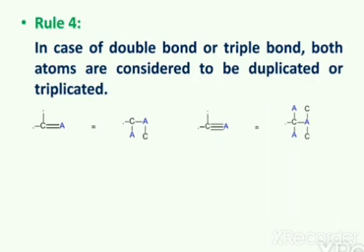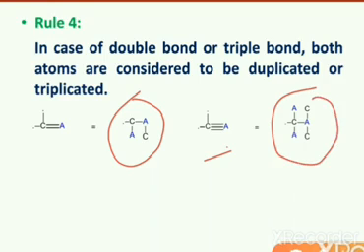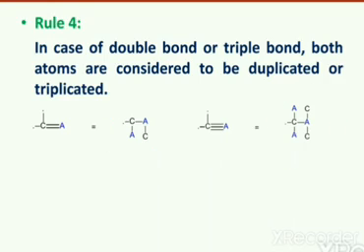According to rule 4, in case of a double bond or triple bond, both atoms are considered to be duplicated or triplicated. Here we are given the general example. Here carbon is double bonded with A, it will be duplicated like this, and here the carbon is triple bonded, this will be triplicated like this. Then we will assign the priority.